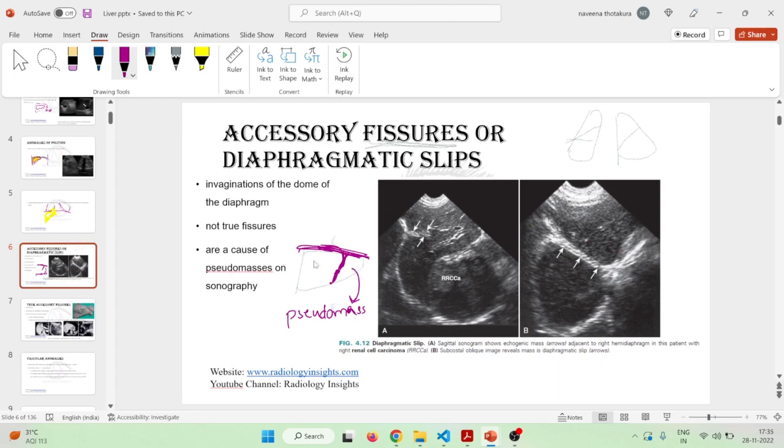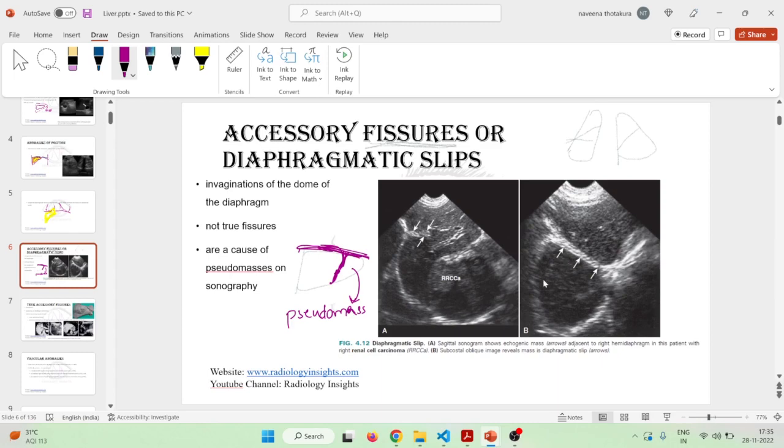These are just normal liver parenchyma, but because it is separated from the complete liver by this fissure, it appears as a false mass on sonography. Actually, this is true normal tissue, but it appears as a false mass, or as a tumor, and may be mistaken for an abnormality on ultrasonography. This is one thing which you should remember.